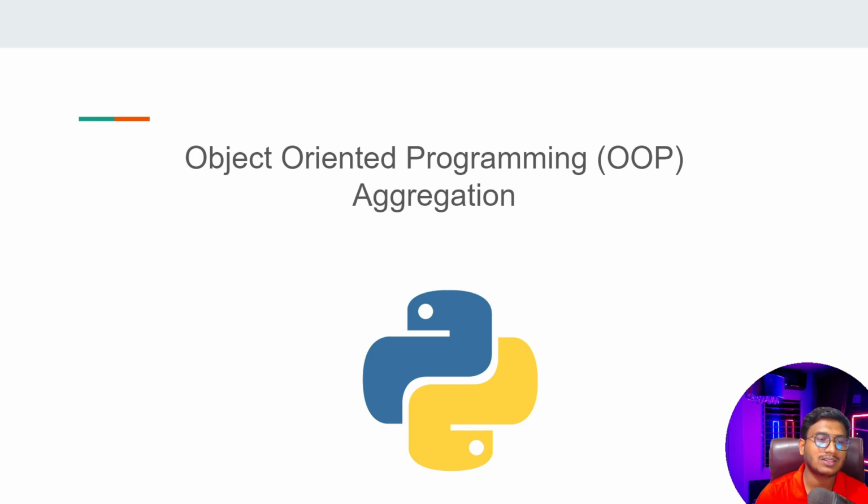This is called aggregation. That means if there is a relationship between some classes, this is called aggregation. That means one class owns another class. This is the idea here. Again, it's a practical understanding, so let's go to our code editor and try to understand this aggregation.